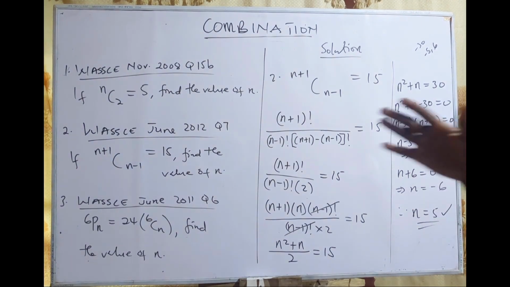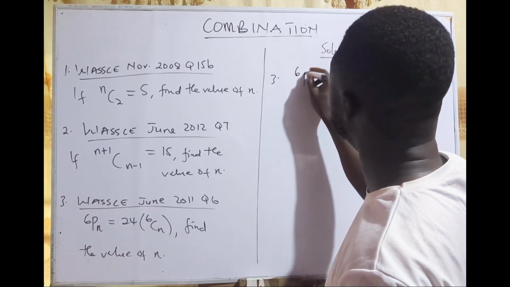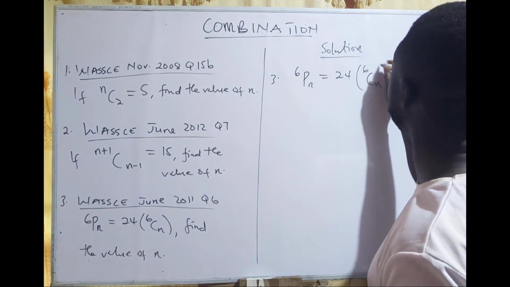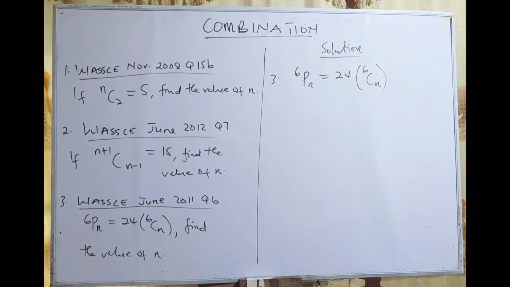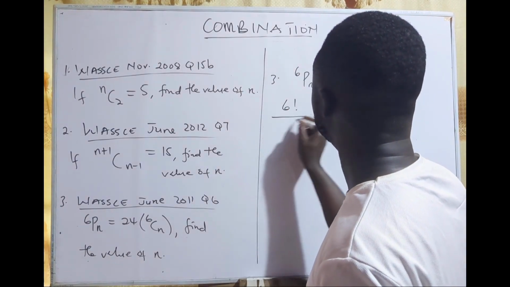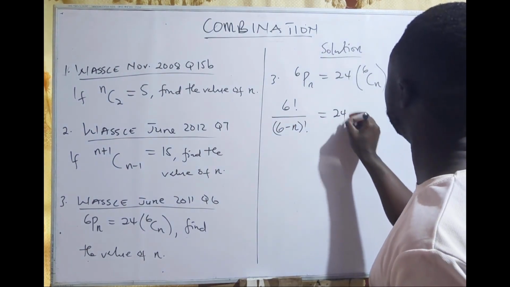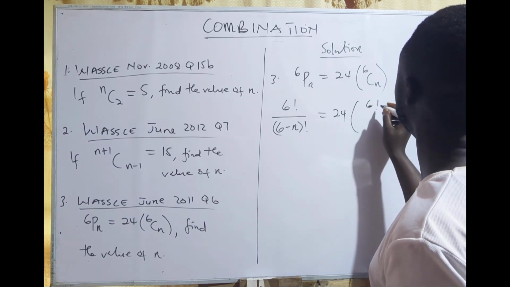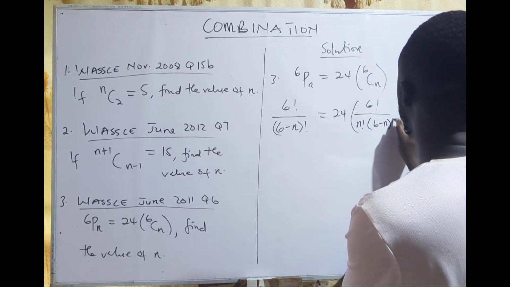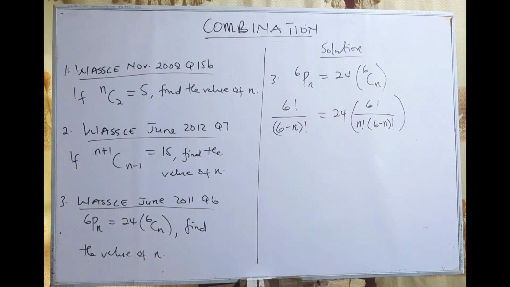Alright. Let's look at the number 3, the last one. Number 3 says 6 permutation n equal to 24 times 6 combination n. Okay, I believe you still remember permutation. Alright, so 6 permutation n is the same as what? 6 factorial over 6 minus n all factorial equal to what? 24 multiplying 6 factorial divided by what? n factorial multiplying 6 minus n all factorial. Okay, so this is what we are going to have.